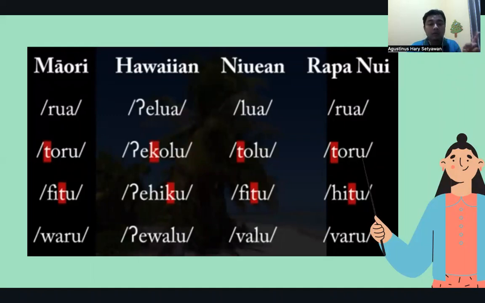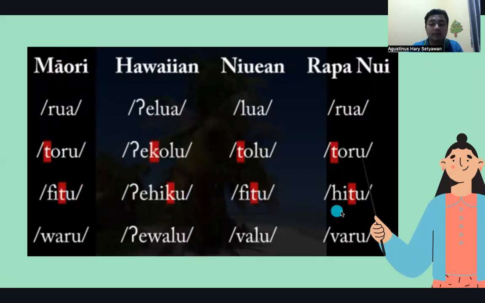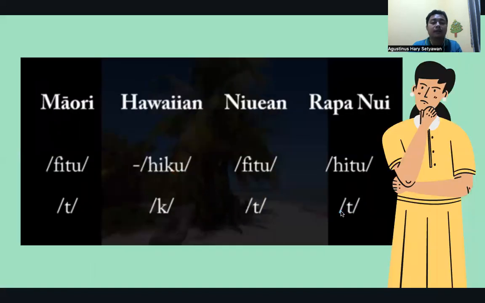Which ones have a pattern, right? Except this Hawaiian one. This one also has a pattern, like that. From V2 first, we have teh, keh, teh, teh. Now we have teh, teh, teh.